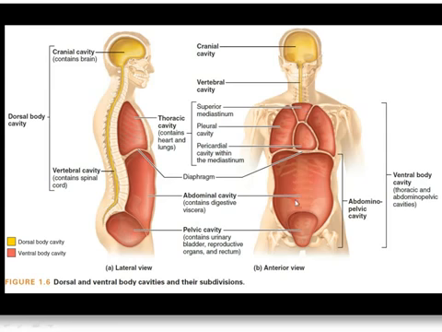And in the abdominal cavity the digestive viscera are present, whereas in the pelvic cavity the urogenital organs are present, like the urinary bladder and the organs associated with reproduction, and the part of the GIT that is the rectum is also present in the pelvic cavity.